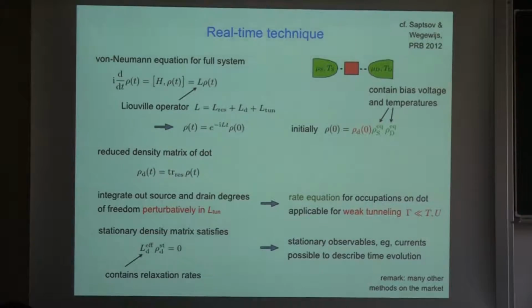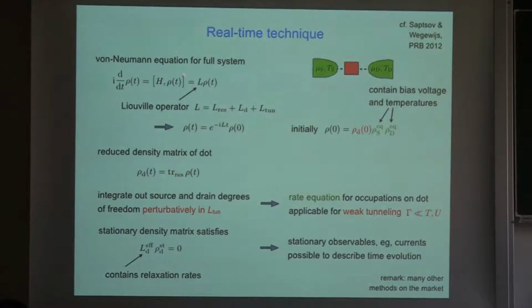Good. So if we want to study this non-equilibrium transport, so we have a finite bias voltage, maybe also finite temperature bias, we need a method that can deal with this non-equilibrium setup and also with these strong interactions on the system. The method we choose is a so-called real-time technique, which starts from the von Neumann equation for the full system. So for the full system, the dot and also the leads.